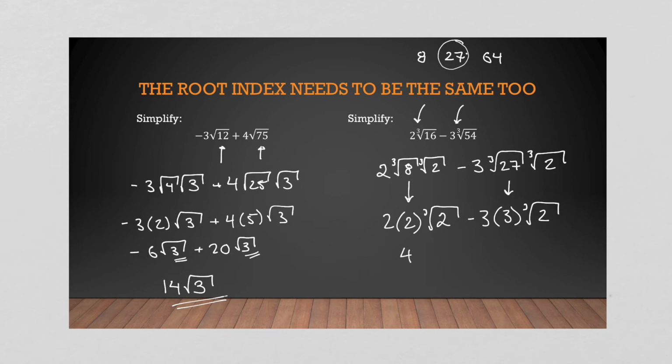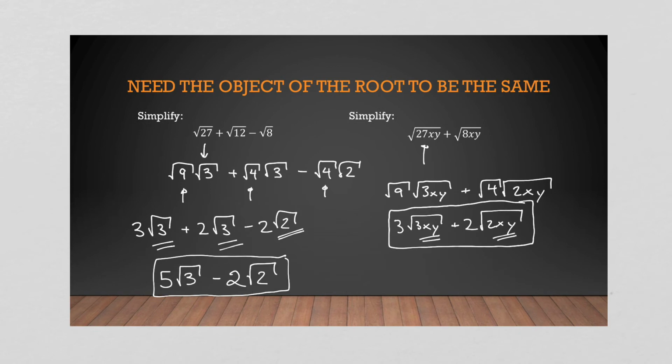And now I have 4 cube root 2 minus 9 cube root 2. And now again, same. So 4 minus 9, I have negative 5 times the cube root of 2. So you need to make sure you have the same root index and you have the same object underneath that root, and then you're good to go. Sometimes it's not going to happen, like in both of these examples, and you need to know where to stop.